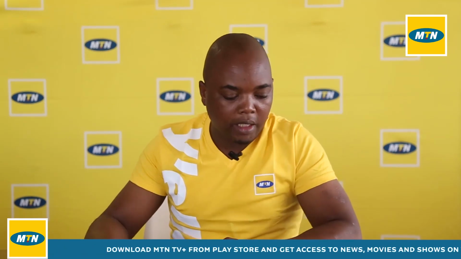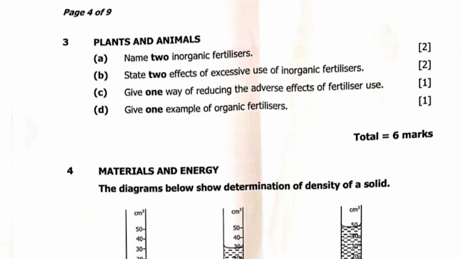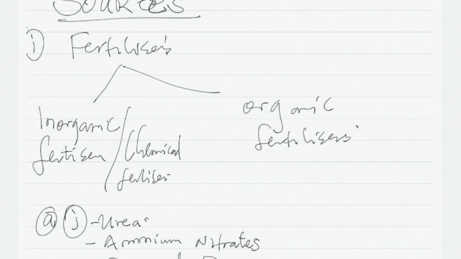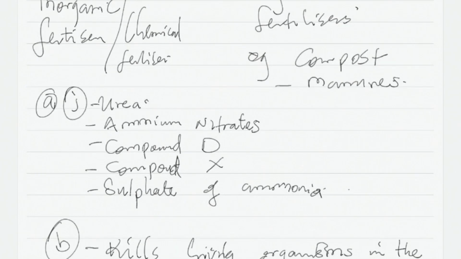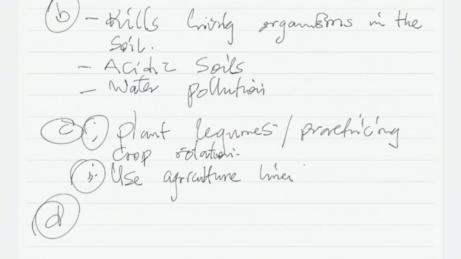Give 1 example of an inorganic fertilizer. As I gave an example here of inorganic fertilizer to say that they are produced by chemical industries, or they are also called chemical fertilizers. These organic fertilizers are naturally produced fertilizers. The examples include compost. We also have manures. When I say manures, I mean it can be chicken manure, it can be pig manure, and all those. These are the examples.